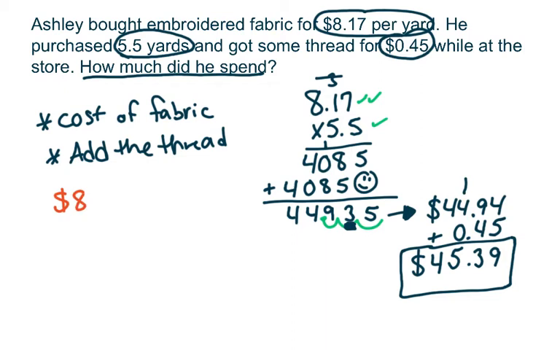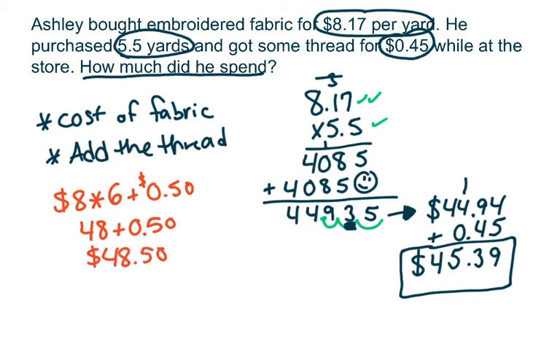to about $8 and that 5.5 to about 6. So it'll be $8 times 6 plus almost 50 cents for the cost of the thread. 8 times 6 is 48, plus that 50 cents means that my answer should be close to about $48.50. And if you take a look, we've got a pretty good estimate for the answer we got.